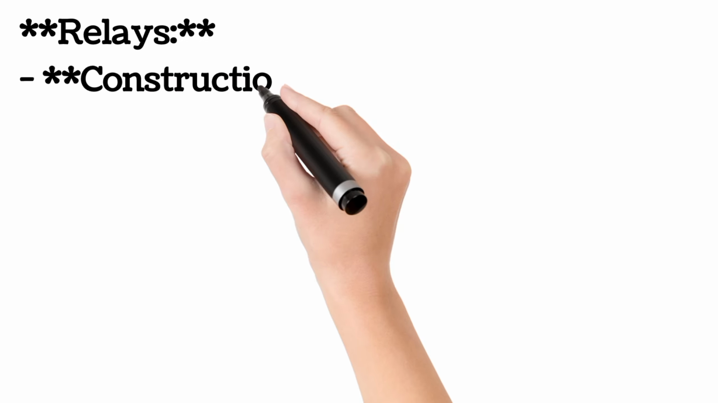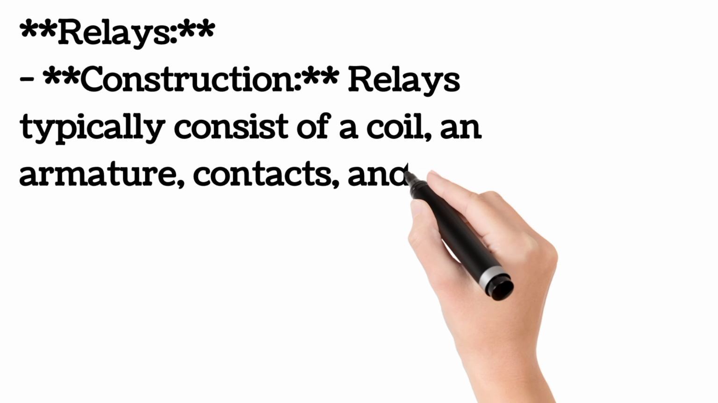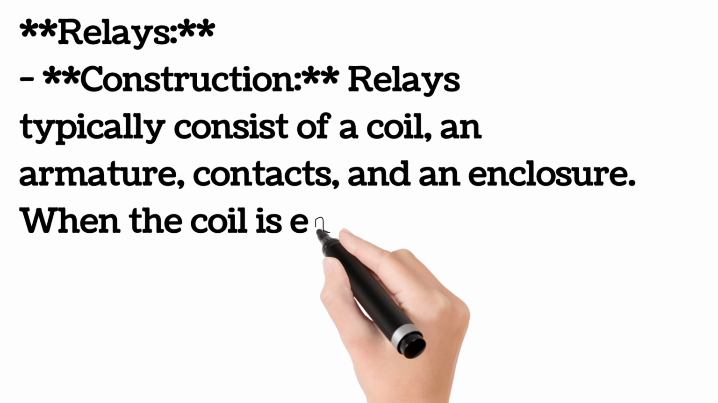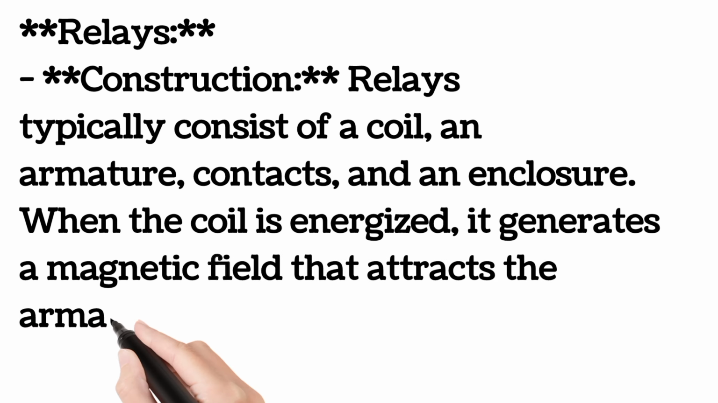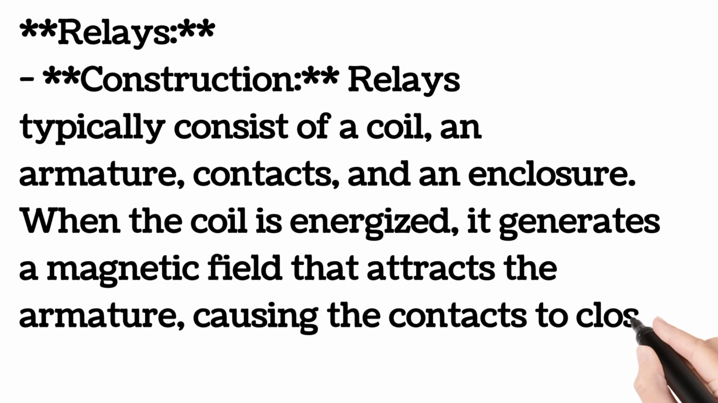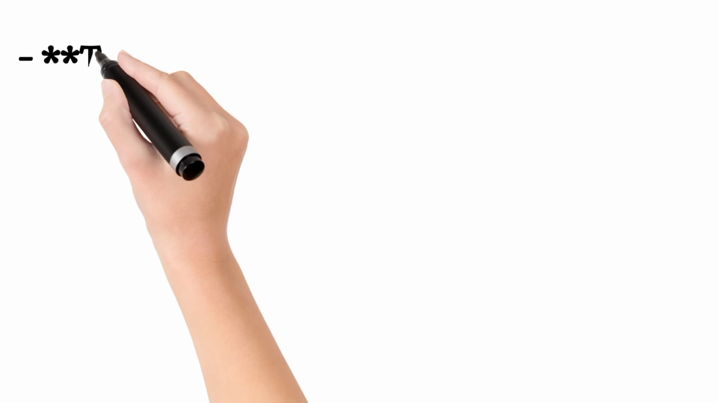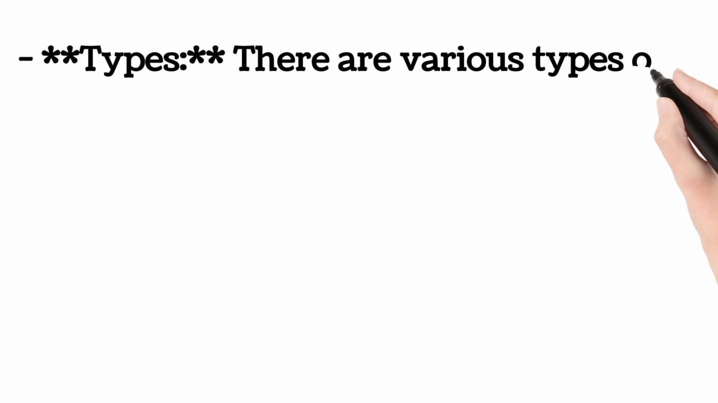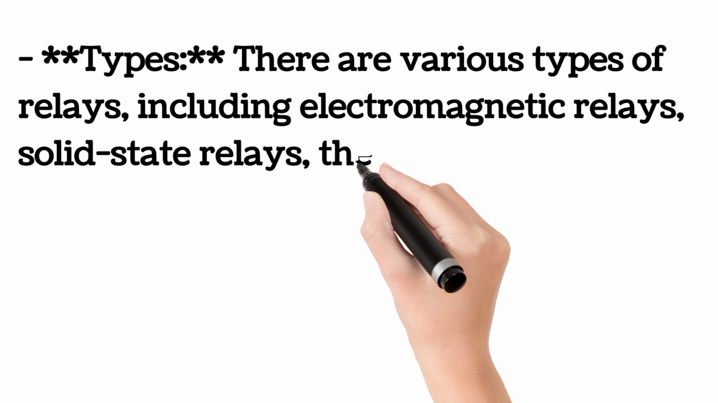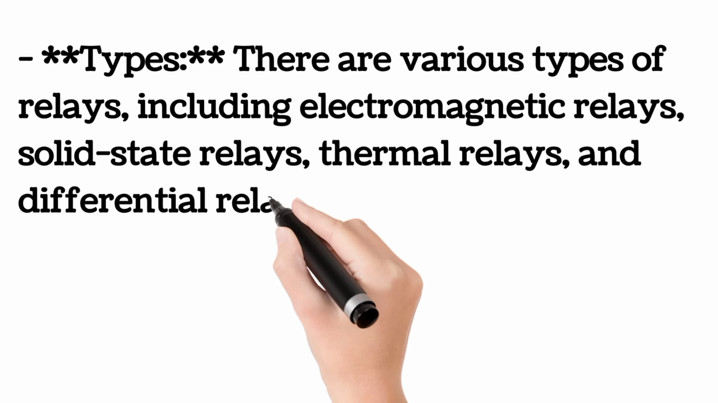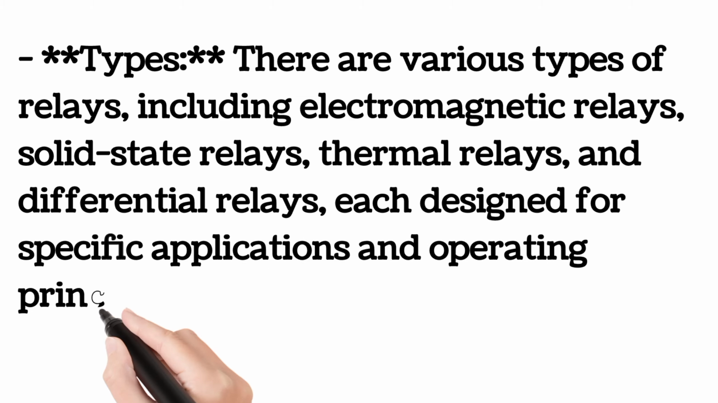Relays. Construction. Relays typically consist of a coil, an armature, contacts, and an enclosure. When the coil is energized, it generates a magnetic field that attracts the armature, causing the contacts to close or open, depending on the relay type. Types. There are various types of relays, including electromagnetic relays, solid-state relays, thermal relays, and differential relays, each designed for specific applications and operating principles.